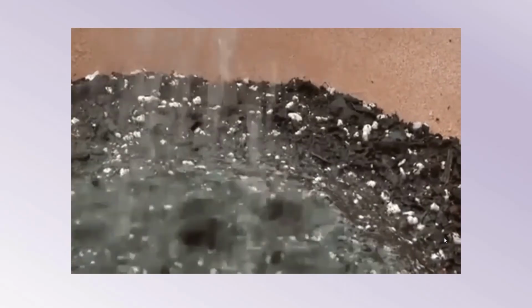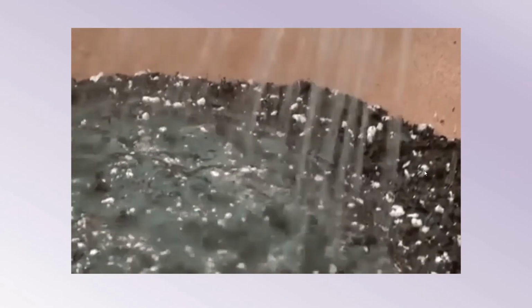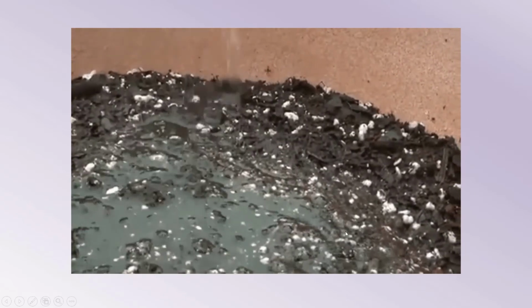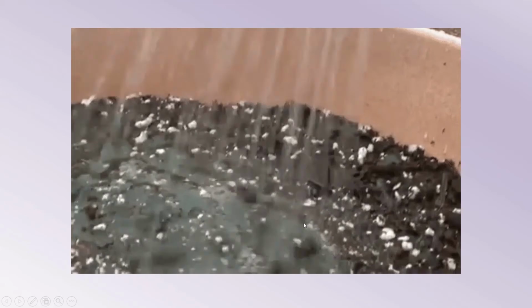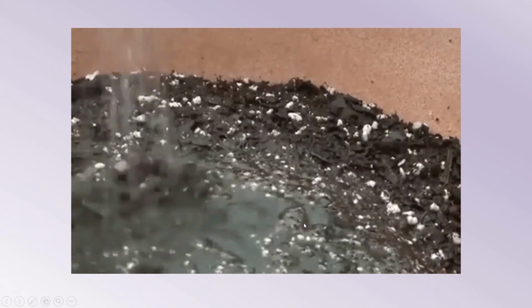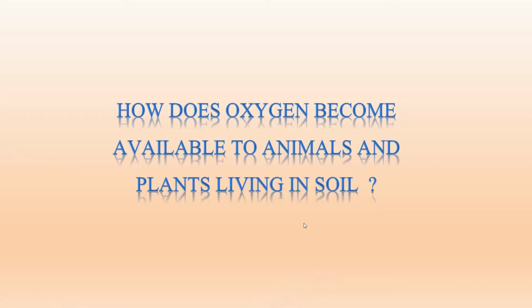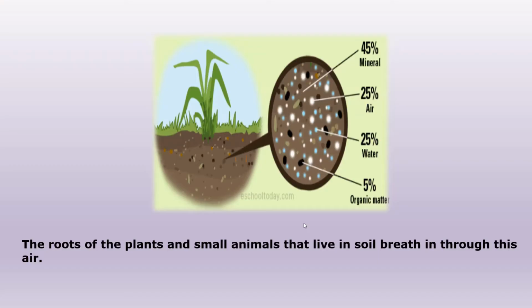Or when we water the soil, we can clearly see that when water is poured on the soil, bubbles are formed. These bubbles indicate that the soil contains air. Now, how does oxygen become available to animals and plants living in the soil? The roots of the plant and small animals that live in the soil breathe in the air that is generally present in the soil.